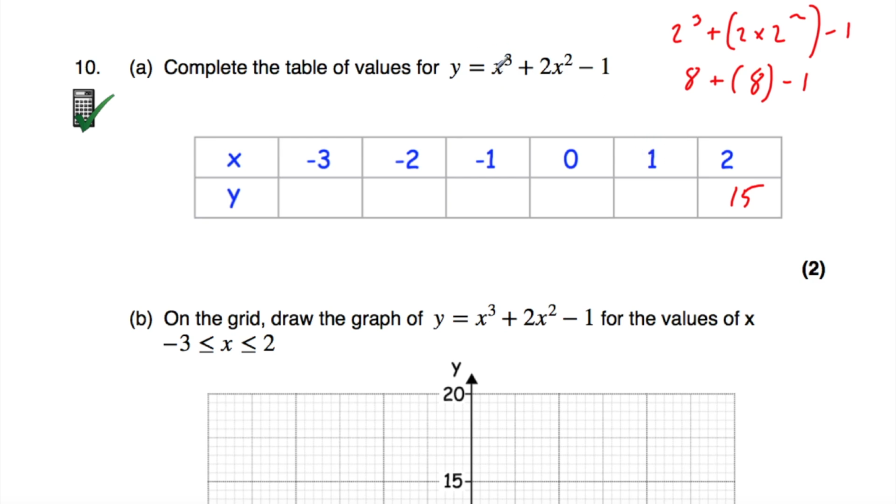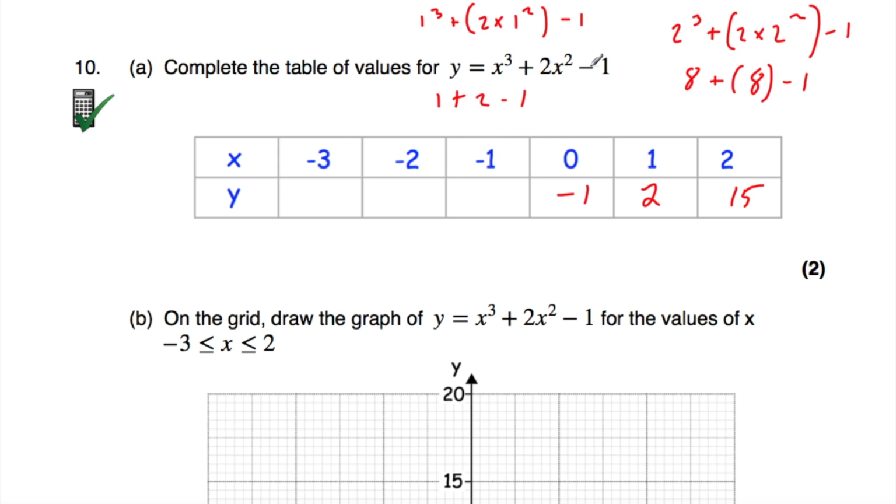Okay, 1, so we're going to do 1 cubed plus 2 times 1 squared, and then take away 1. 1 cubed is 1, so we've got 1 there, plus, and then 1 squared is equal to 1. Remember, order of operations, we've got a square before we times by 2. 1 squared is 1, times 2 is 2, and then take away 1. 1 plus 2 is 3, take away 1 is 2. That's great. 0, that's quite straightforward. So that's going to be negative 1 there because 0 plus 0 minus 1.